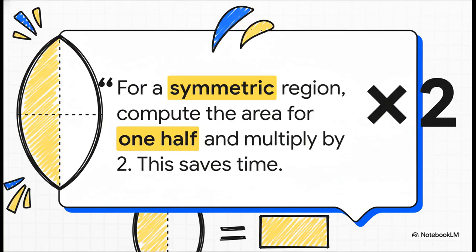If you can see that your shape is perfectly symmetrical, why would you do all the work twice? Just find the area of 1/2 and then double it. Boom, you're done. It's way faster and you've got less chance of making a silly calculation mistake.